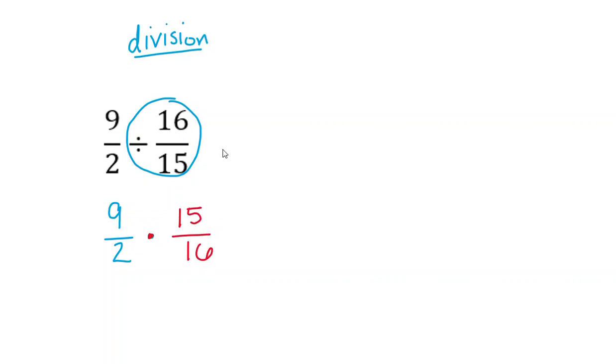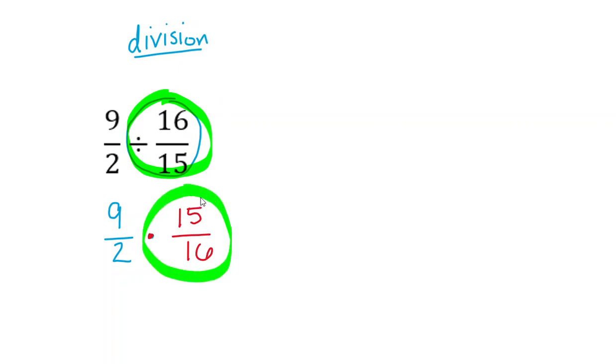It's really, really important to recognize that these two things are the same thing. Divide by 16 fifteenths times 15 sixteenths. Okay, that's a tongue twister. So divided by 16 over 15 is the same as times 15 over 16. They're the same thing. And we don't really know how to do division, but we do know how to do multiplication, so we're going to do the multiplication version of this.